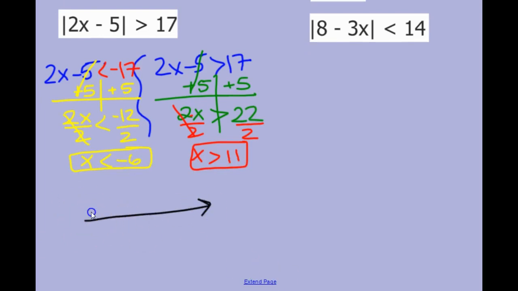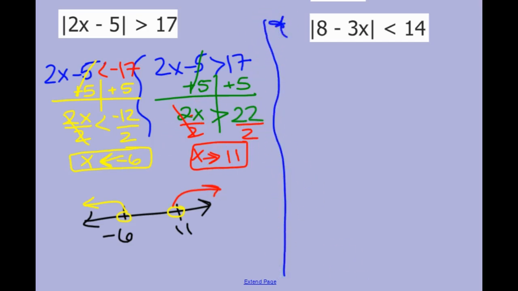So on my number line, negative 6 is the least, 11 is the greatest. So these are both open circles. At negative 6, we have an L for less than, it's pointing to the left. And over here, we have greater than, pointing to the right. I would like for you to try this one on your own and then click play to see if you got it correct.